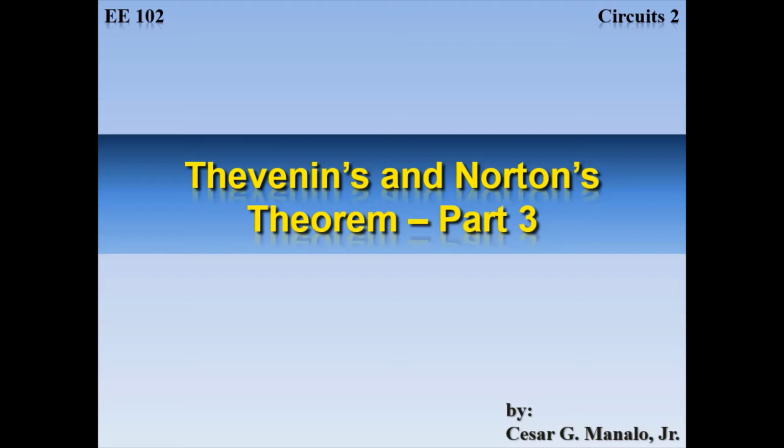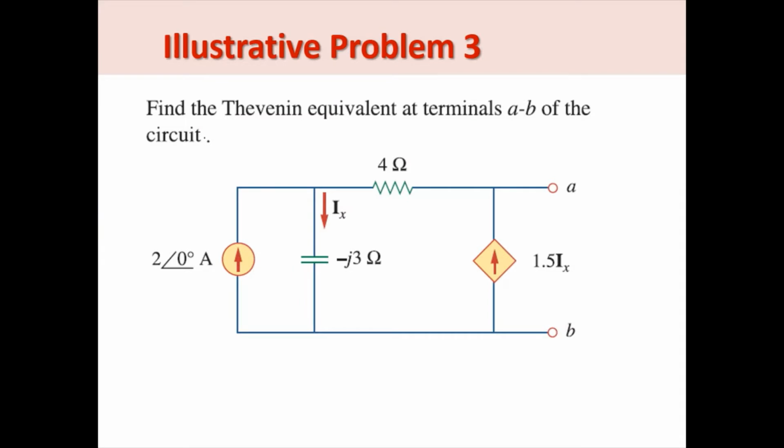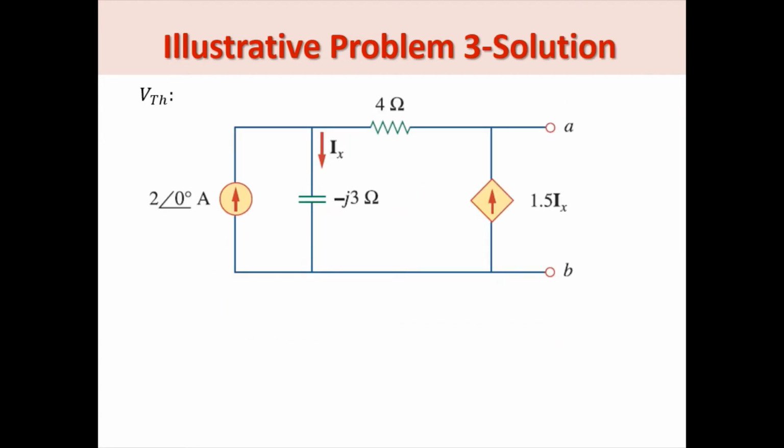In this video, we'll show more examples that use Thevenin's and Norton's theorem. In this example, we're required to get the Thevenin equivalent across terminals A and B. To get VTH, we need to know the open circuit voltage across A and B, so the voltage VOC.